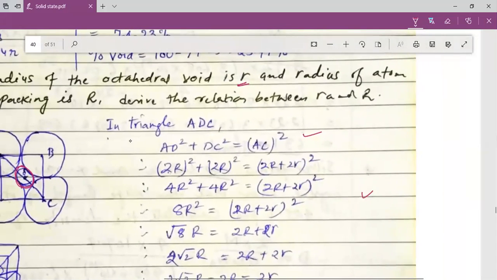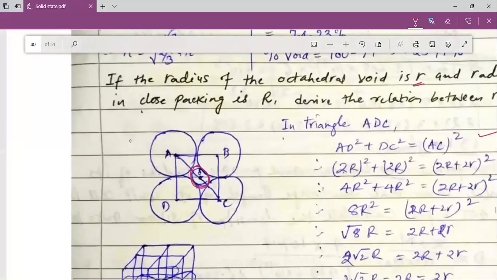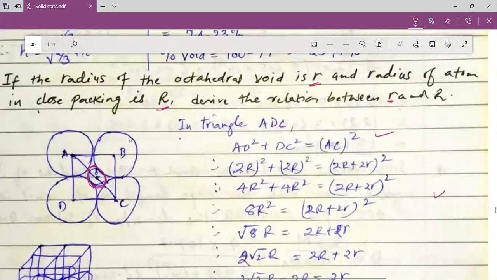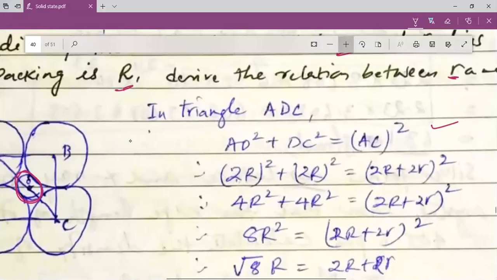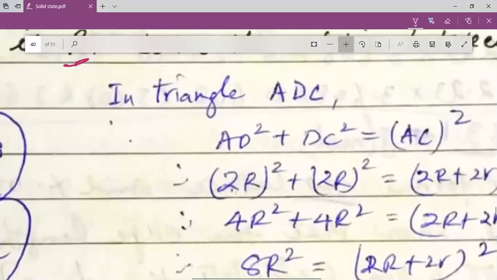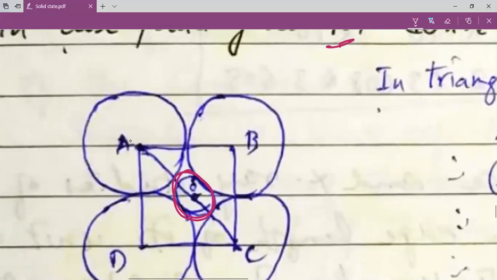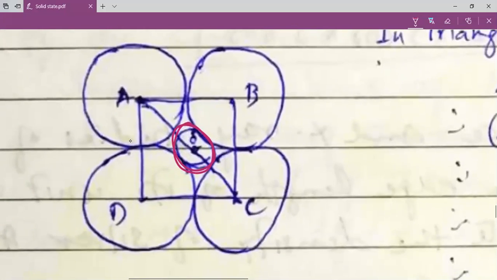Small r is the radius of the void, and the radius of the atom in the packing is capital R. Derive the relationship between small r and capital R. Here we want to derive the relationship between the small r and the capital R. Let us understand it, though we have discussed it in the last period. Let me discuss it with you once again. Please pay attention, my dear students.